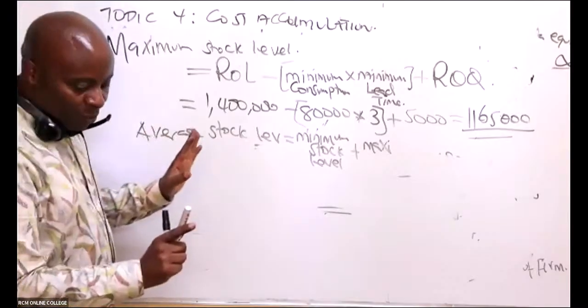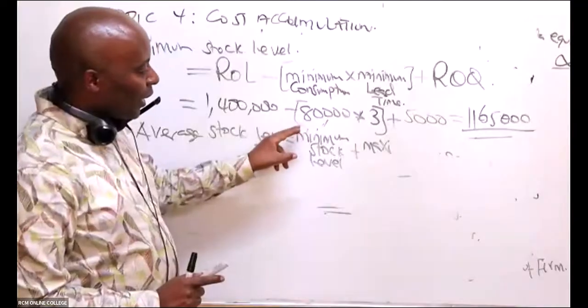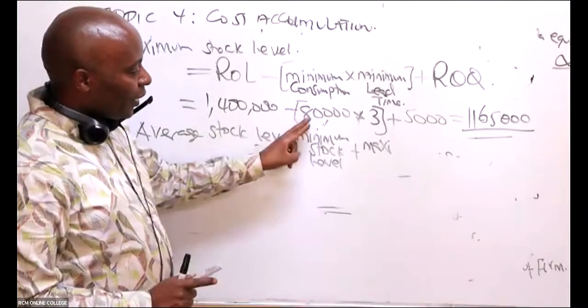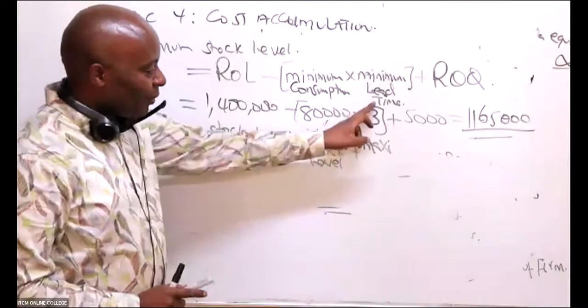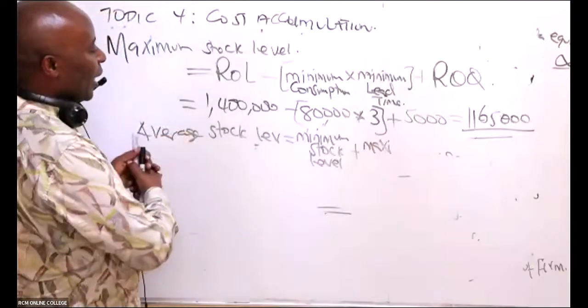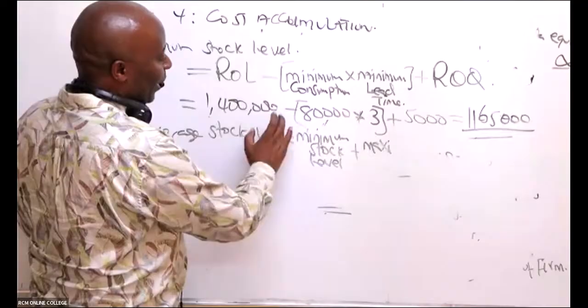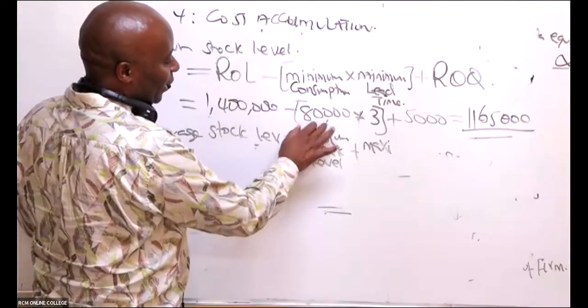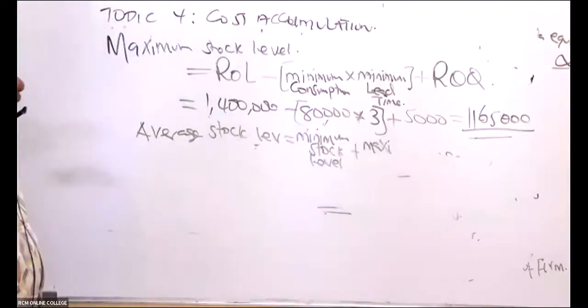So let's move slowly. From our calculators, 1.4 million minus open brackets, 80,000 times 3 is 240,000. But now remember this bracket, plus 5,000. So take 1.4 million minus open brackets, 80,000 times 3, close brackets, plus 5,000. Don't do them separately.